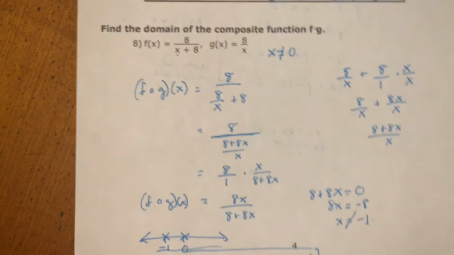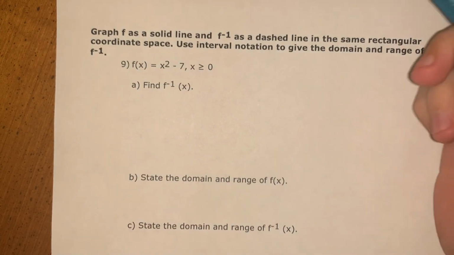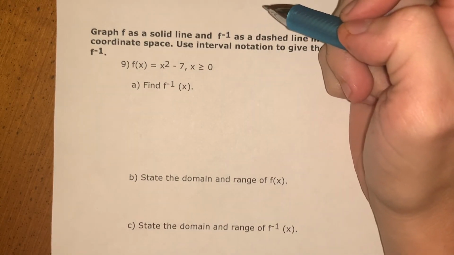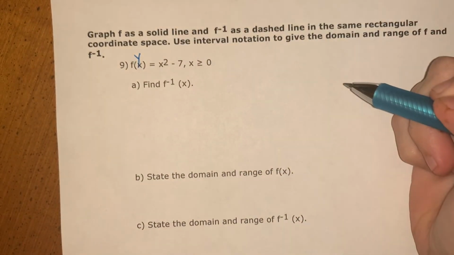So question 9, we're going to go on to the next page. Question 9 says graph the function f as a solid line and its inverse f negative 1 as a dashed line in the same rectangular coordinate space. Use interval notation to give the domain and range of the original function f and its inverse function f negative 1. All right, so just recall that for a function and its inverse, the x and y's are swapped. So to figure out part A, the inverse function, we're going to need to swap x and y and then solve for y. So f of x is our y, so we can replace f of x with y.